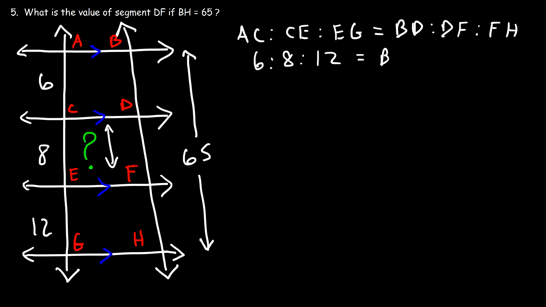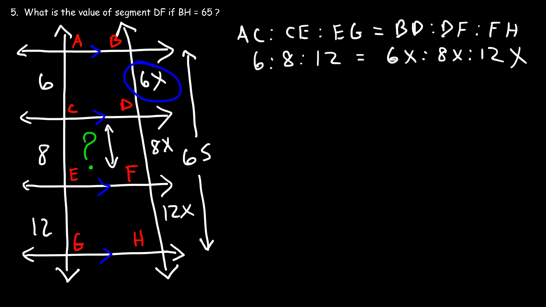And so that's going to be the ratio between BD, DF, and FH, which we could say is 6x to 8x to 12x, where x is currently some unknown variable. So I'm going to say this is 6x, 8x, and 12x. So now, if we can calculate the value of x, we could find the length of segment DF.